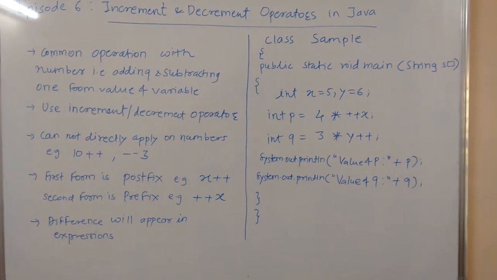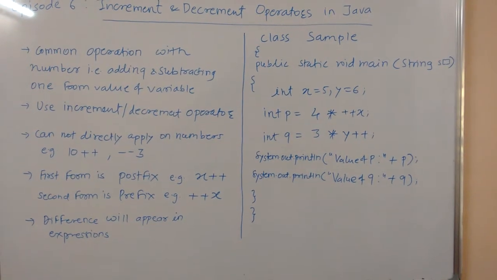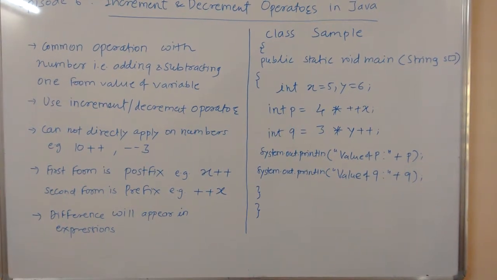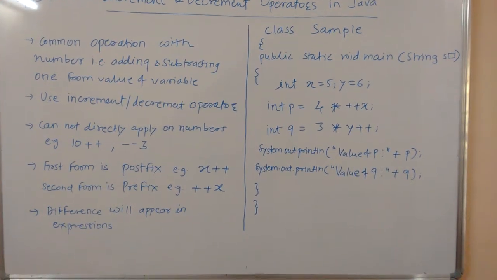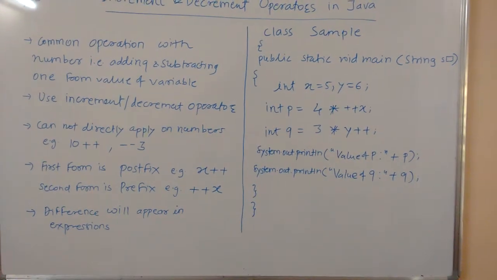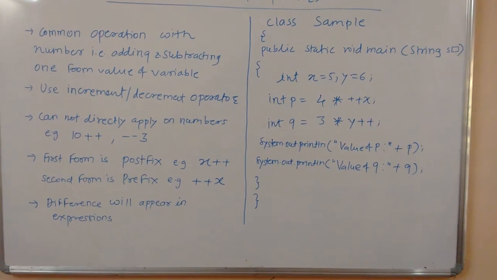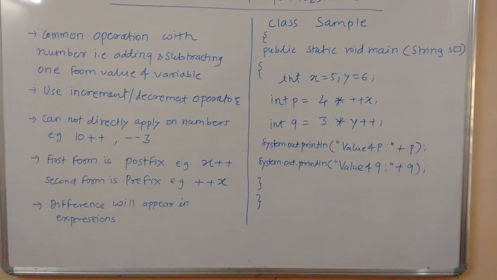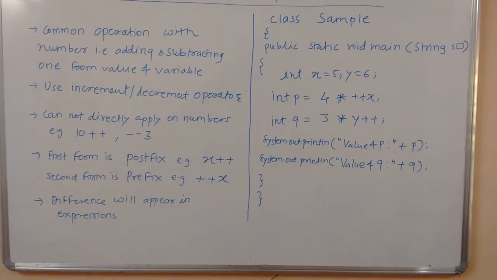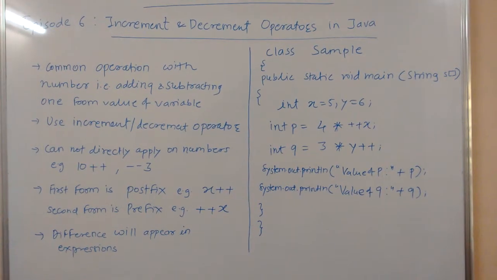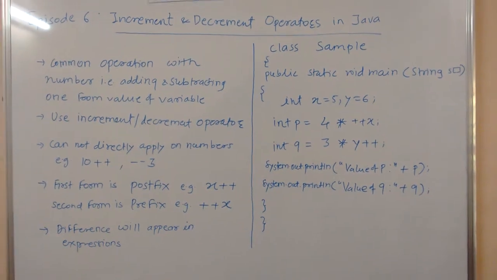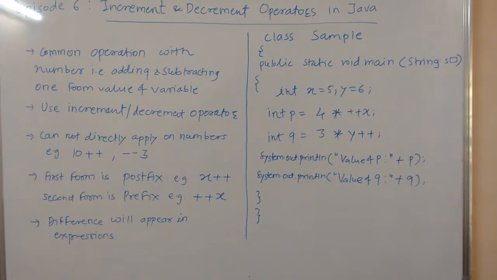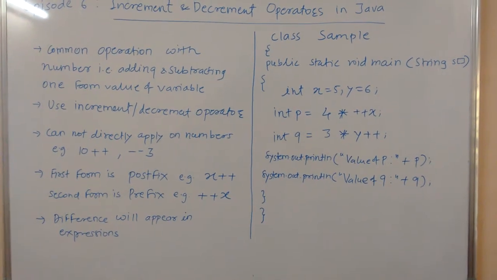So there are again two forms of increment and decrement operators. The first form is the postfix form, where the value of that variable is incremented after use of that variable in the expression. The next form is the prefix form, where the value of that variable is incremented first, then that variable is used in the expression. You cannot notice the difference between these two forms until you make use of those variables in different expressions.